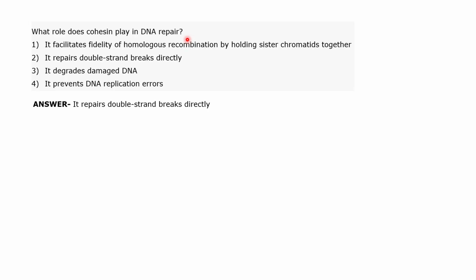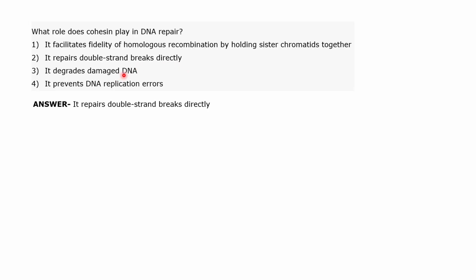But that is not associated with DNA repair, right? It's the process called crossing over that happens in meiosis. But when it comes to DNA repair, cohesin repairs double-stranded breaks directly. It acts as a motor protein at some point, and because of the loop extrusion that it can carry out, it can also detect double-stranded breaks, and it can also repair those breaks directly. So that's another function of cohesin other than just facilitating homologous recombination.